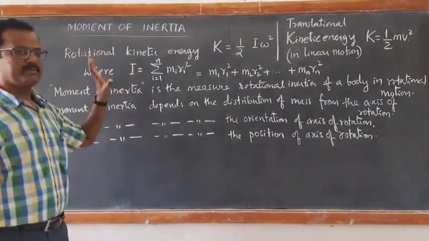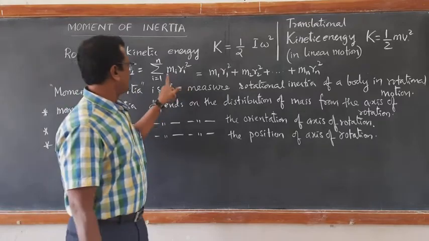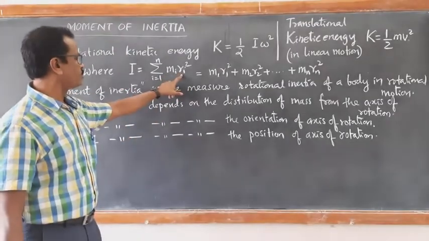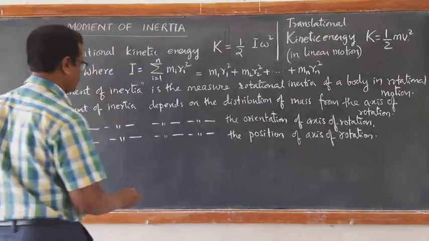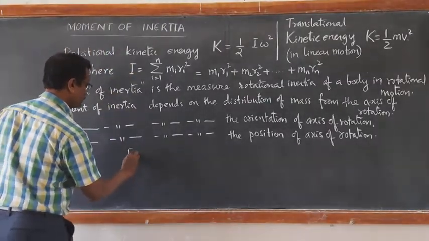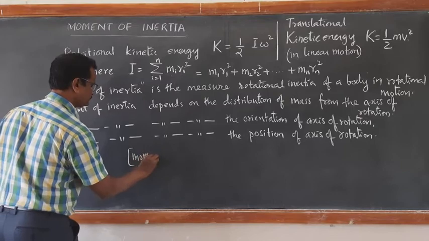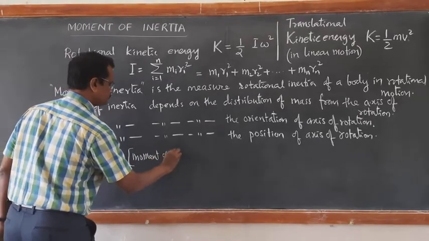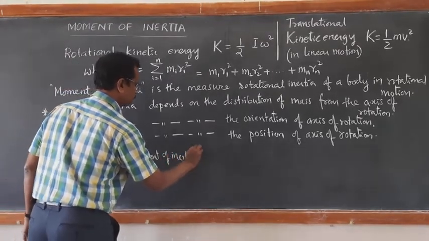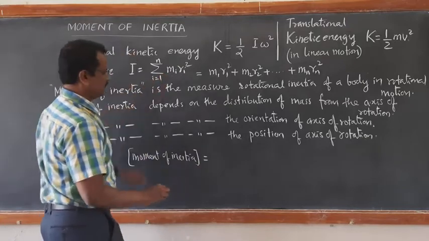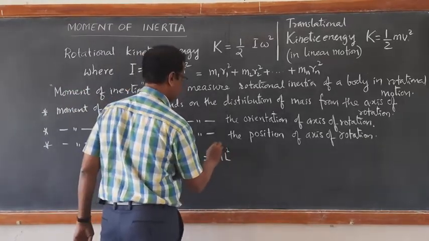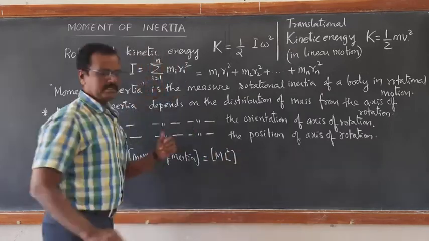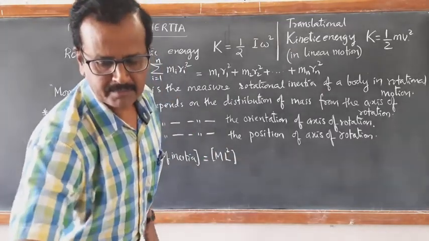And the equation for moment of inertia is the summation of m_i r_i squared. From this equation you can write the dimensional formula for moment of inertia. Moment of inertia is given by the dimension of mass and the square of the distance, M L squared. So this is the dimensional formula for moment of inertia.